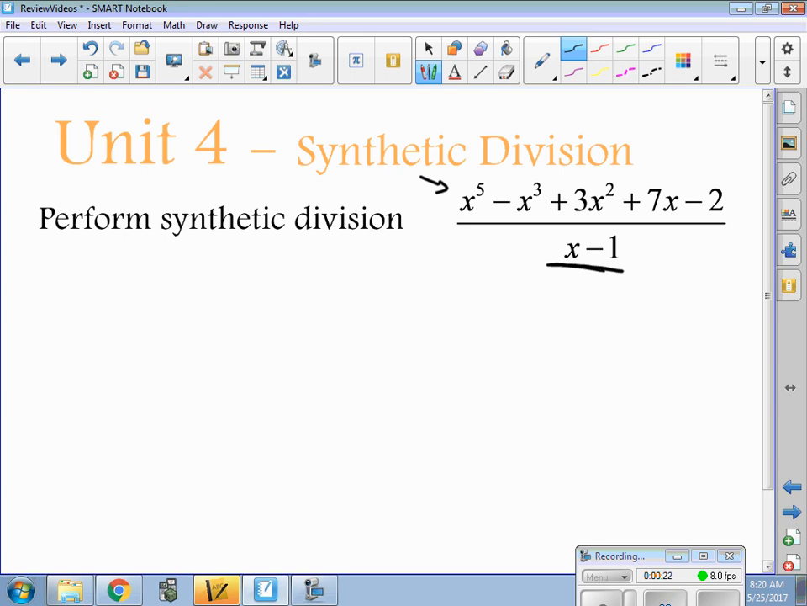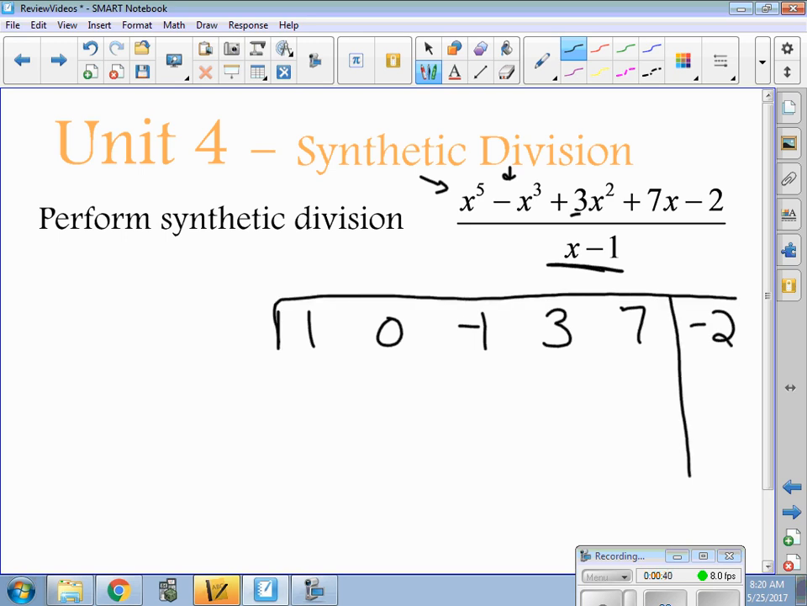So I have 1x to the 5th, so 1 comes down. I'm missing my x to the 4th term, so I have to have a placeholder, so I'm going to put a 0. Then it's going to be a -1, a 3, a 7, and a -2. I'm going to draw a box. We're going to put our line down between the last two digits, because if we have anything at the end, that's going to indicate our remainder. Okay, and then I'm going to put a line this way to give me a work line.